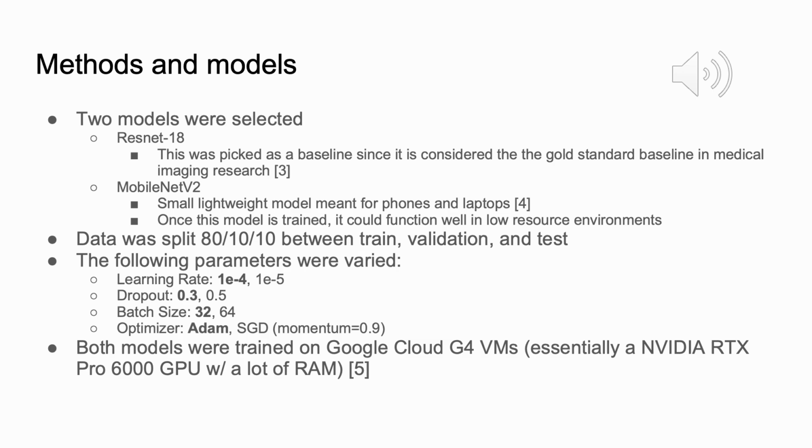For training, we split the dataset into 80% training, 10% validation, and 10% test data to ensure reliable evaluation. We also experimented with several hyperparameters to see how they impacted performance. These included two learning rates, 1e-4 and 1e-5, two dropout values, 0.3 and 0.5, batch sizes of 32 and 64, and two optimizers, Adam and SGD with momentum. All models were trained using Google Cloud GPU virtual machines, which allowed us to efficiently run multiple experiments and compare results across configurations.